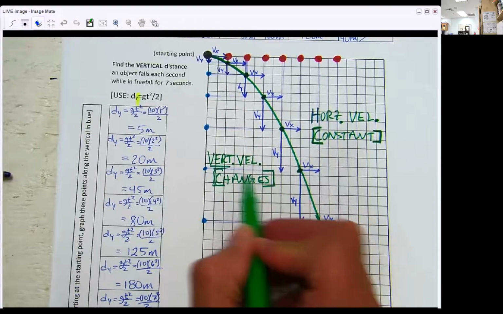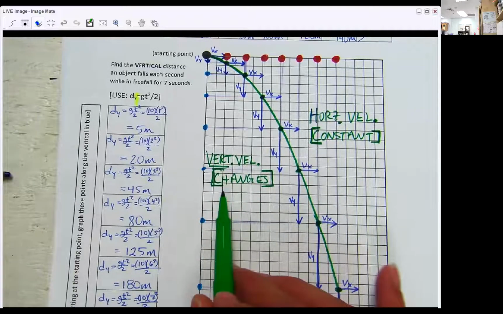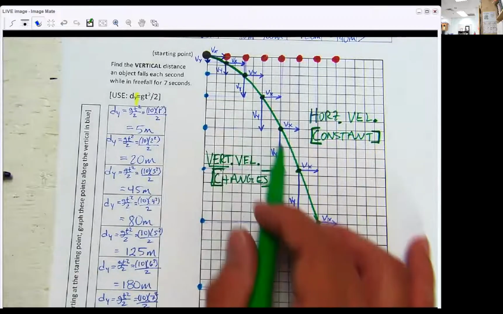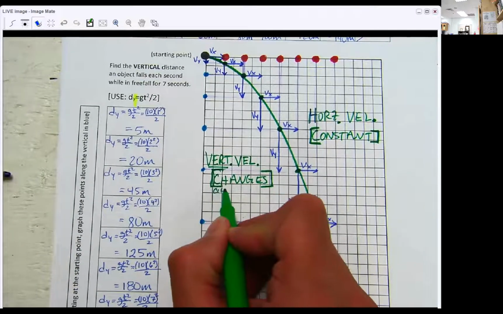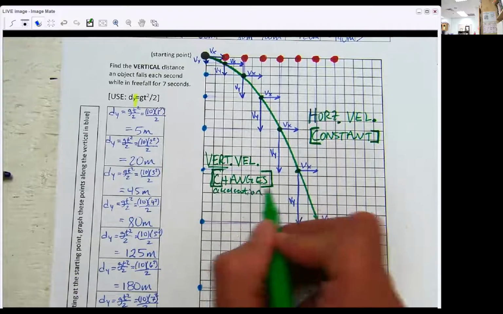And you'll be asked about this one as well. It'll say the vertical velocity stays the same, it changes, speeds up, slows down, whatever it says. I don't know how they'll ask it, but it'll say vertical velocity is not going to be the same. You can see that it's changing as it falls. It changes because of acceleration due to gravity. We have acceleration.